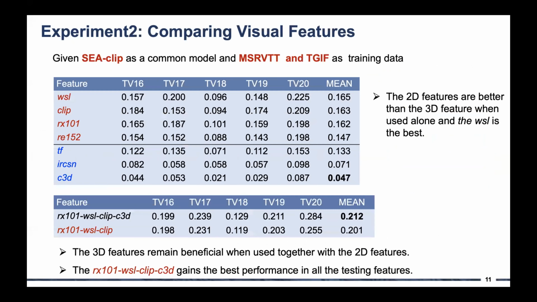As shown in the table on the top of this page, we can find the 2D deep features are in general better than their 3D alternatives when used alone, and the WSL is the best. As shown in the table on the bottom of this page, after additionally using C3D in the calculation of RX101, WSL and CLIP, the infAP increases from 0.201 to 0.212. It shows that the 3D features remain beneficial when used together with the 2D features, and the combined feature gives the best performance among all the features.